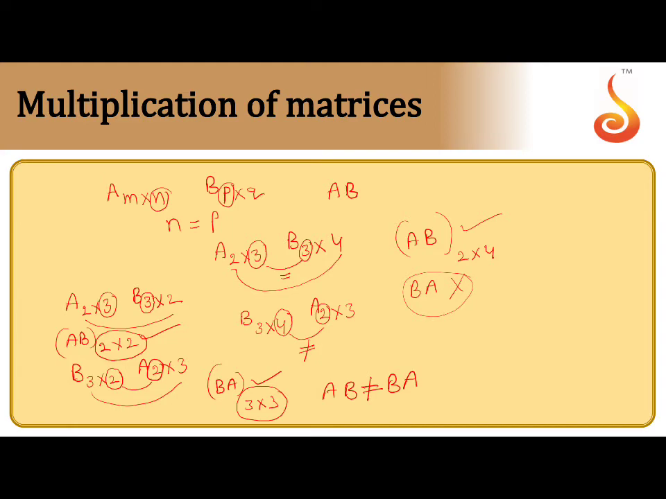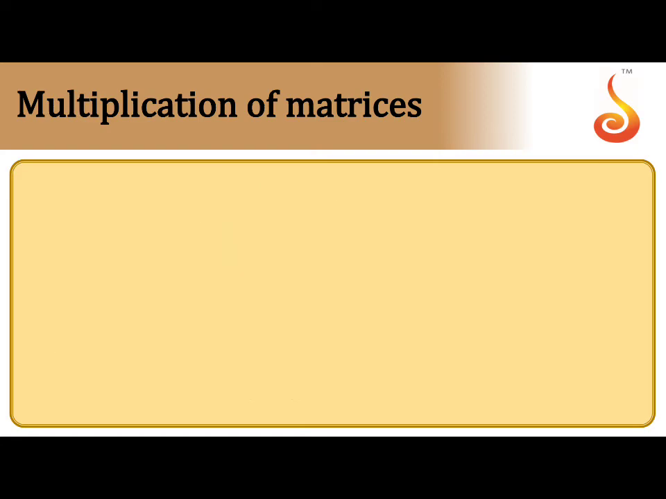So what is the important point here? Two matrices can be multiplied when the number of columns of the first matrix A is the same as the number of rows of the second matrix, then only matrix multiplication is possible. We will take one example. A is equal to the matrix 1, 2, 3, 4, 5, 6. This is of order 2 by 3. B is equal to 4, 3, 7, minus 1, 0, 2. This is of order 3 by 2.